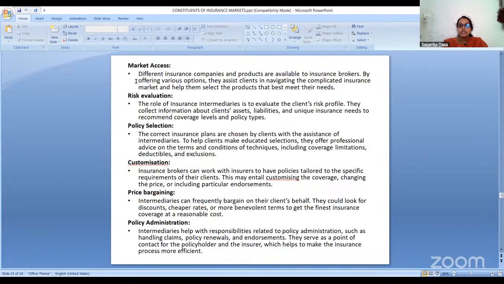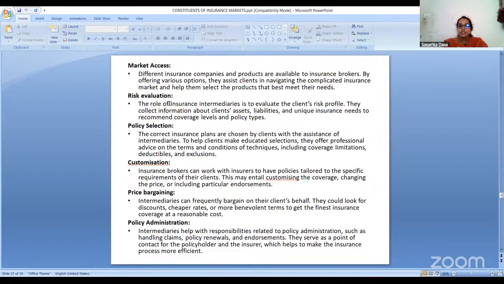Now, the role of intermediaries is market access. Insurance intermediaries will have మార్కెట్ యాక్సెస్, మార్కెట్ లో ఇన్ఫర్మేషన్, ప్రతి ఇన్ఫర్మేషన్ మనకి ఇన్సూరెన్స్ ఏజెంట్స్ దగ్గర, ఇన్సూరెన్స్ బ్రోకర్స్ దగ్గర, ఇలాంటి ఇంటర్మీడియరీస్ దగ్గర కంప్లీట్ ఇన్ఫర్మేషన్ ఉంటుంది. Now, if I want to know everything about the market, we can easily contact the broker or the agent. So they will have complete market access.